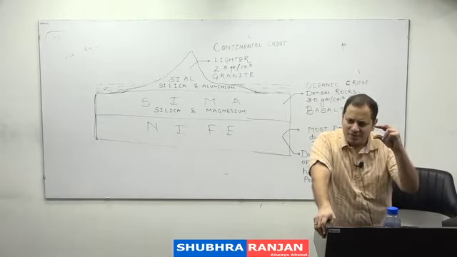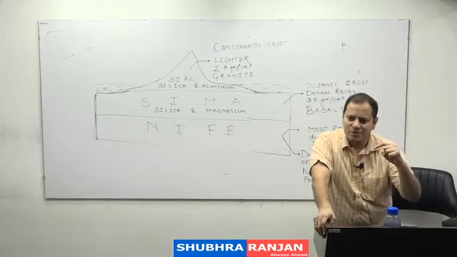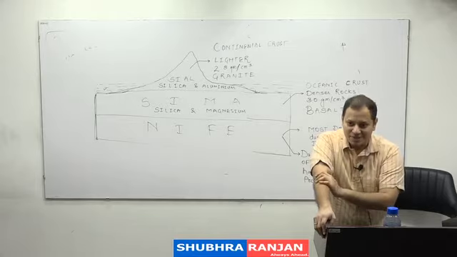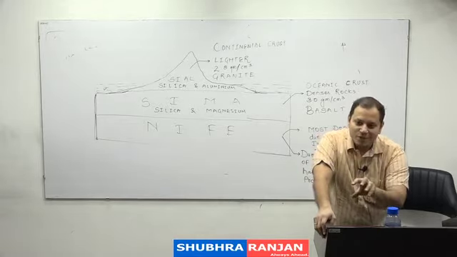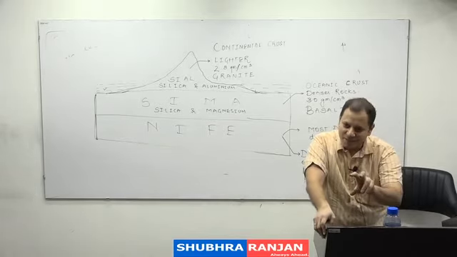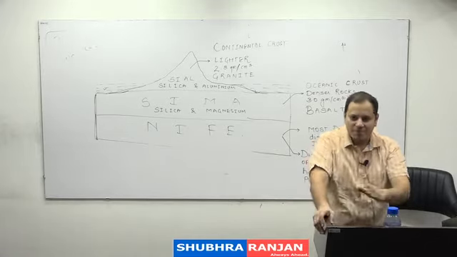The thickness of the crust is 30 kilometers. The thickness of the mantle is from 30 to 2900 kilometers. So from volcano the maximum you can learn is the upper mantle, and that is what we have called asthenosphere. That will be done in the next lecture.